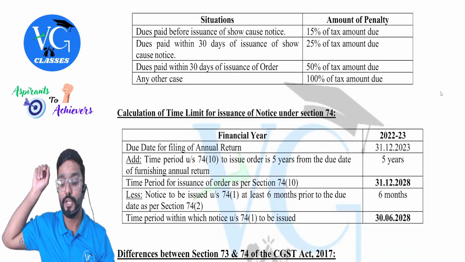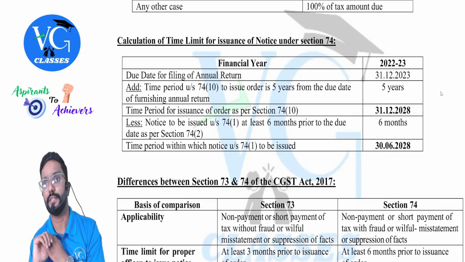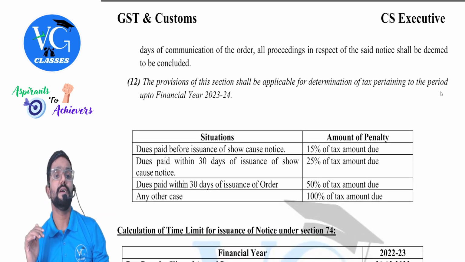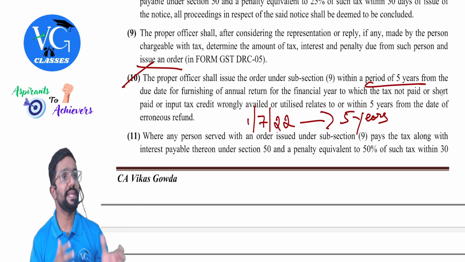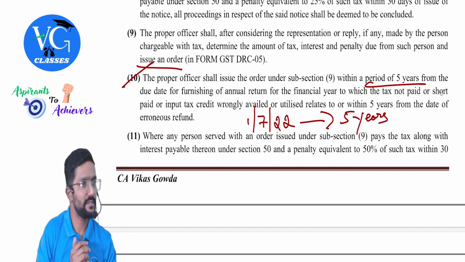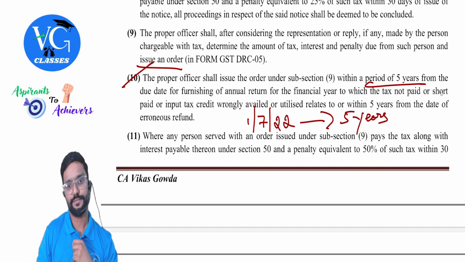From what date, people? Due date. Due date of filing annual return. Whereas for erroneous refund, we need to count 3 years or 5 years from where? Date of refund. Date of refund.